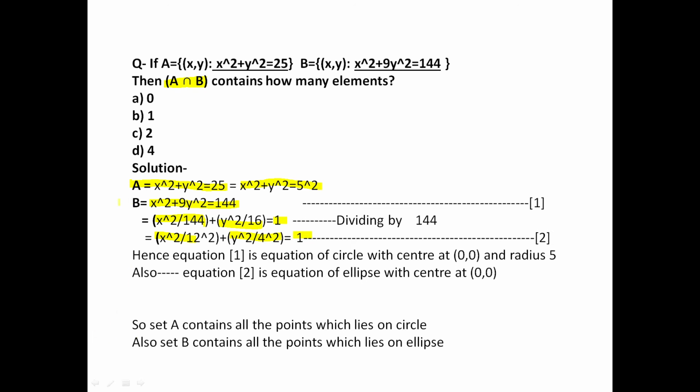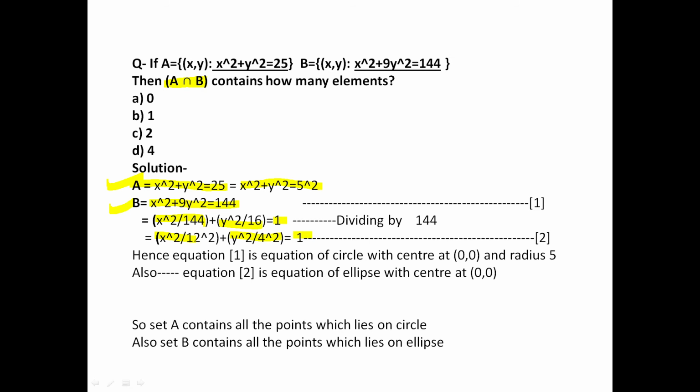So we have defined set A as well as set B. Set A contains all the points which lie on the circle x square plus y square is equal to 5 square. And B is the set which contains all the points which lie on the ellipse. So what we have to find out is which points are common in both sets. How can we find out? We can find these points by drawing their diagrams and seeing where they intersect.